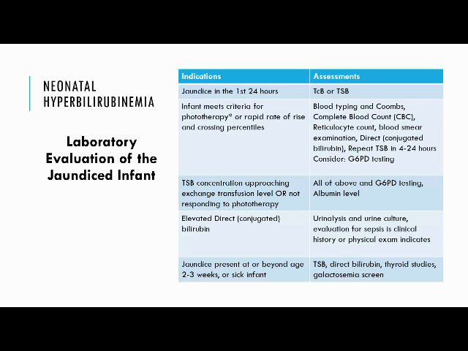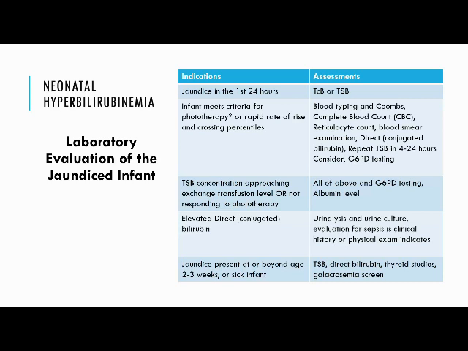A complete blood count, a reticulocyte count, a blood smear examination, so they just put it on a plate and look at it under a microscope to see what the shape of the blood cells looks like. And then a direct or conjugated bilirubin. And then if they qualify for phototherapy, you're going to want to repeat their total serum at least in 4 to 24 hours. And this is considered G6PD testing. Most people would not do this at this point, but it lists that every assessment underneath that as you go through.